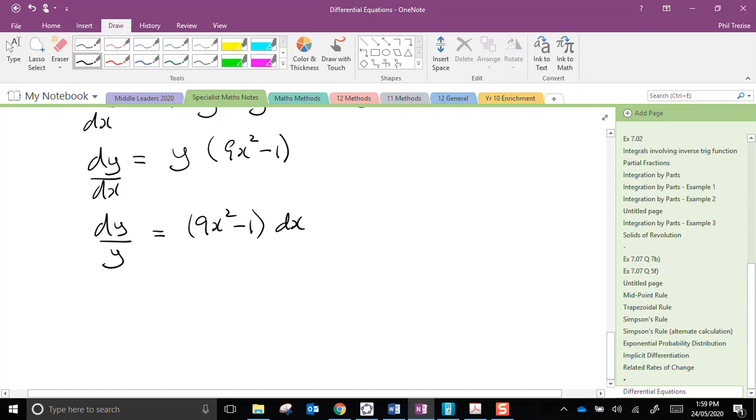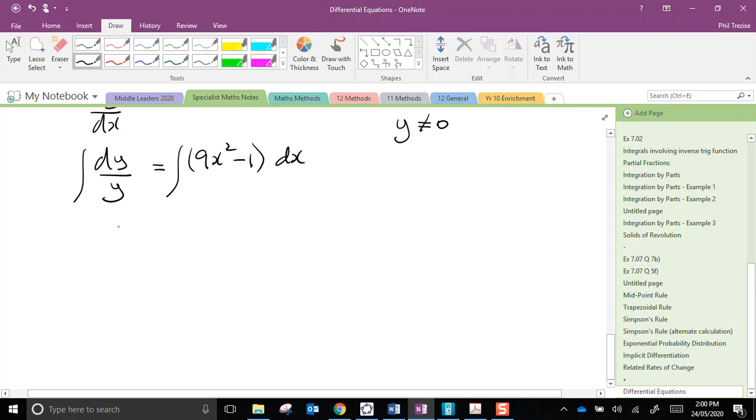I've separated my variables. I should make a note: when I divide by y, I must make sure that there's a stipulation in place from here on, y cannot equal 0, for obvious reasons. So let's take our integral now on both sides. The integral of 1 over y is ln of y. The integral of 9x squared, we have 9, x becomes cubed, divide by 3, integral of 1 is x, and don't forget our constant of integration.